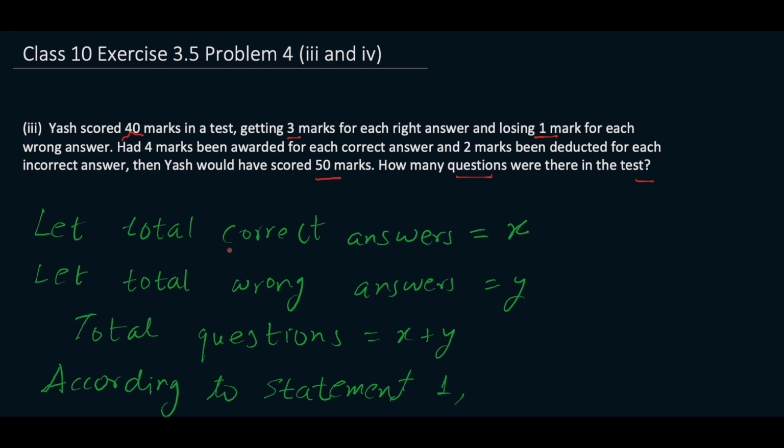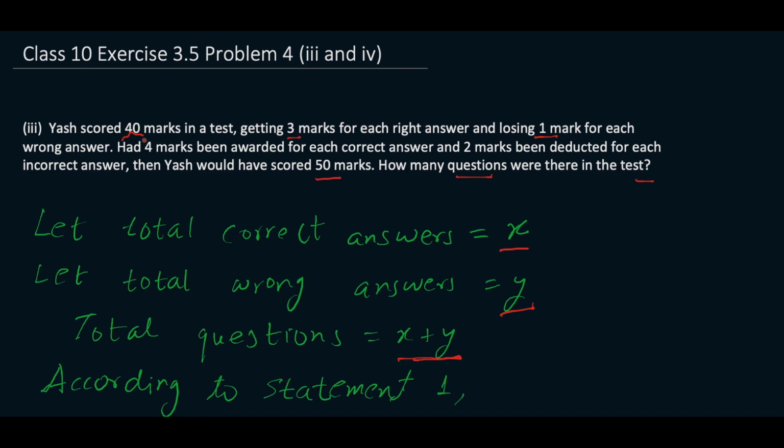So let the total correct answers be X and let the total wrong answers be Y. So this total number of answers will be the same as the total number of questions. So our total questions are X plus Y. We need to find X and we need to find Y, and in the last our answer will be X plus Y, that is the total number of questions.